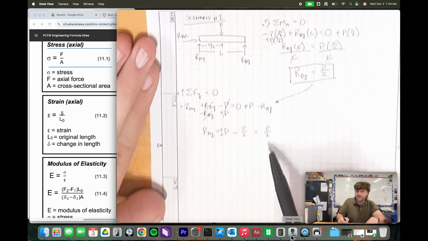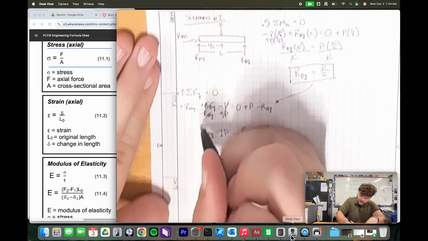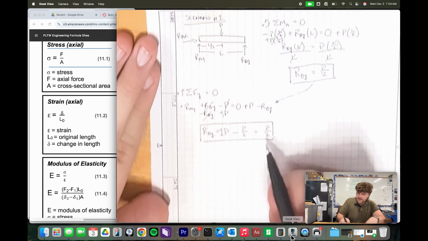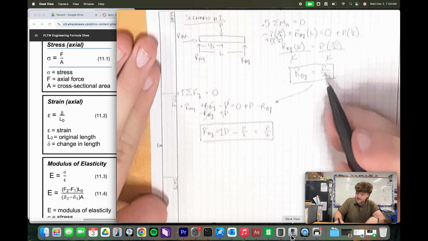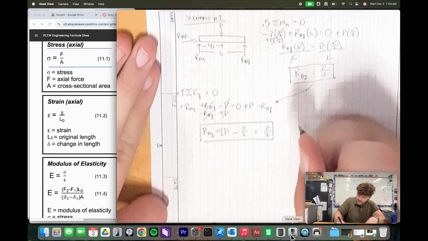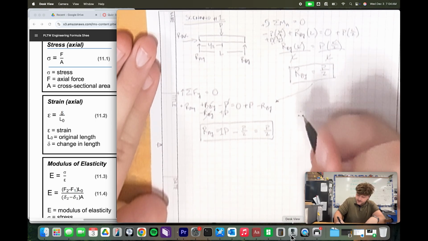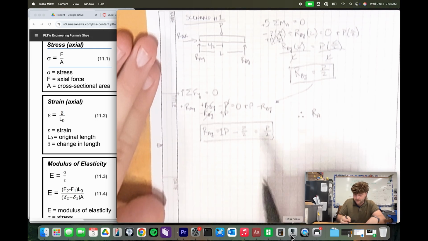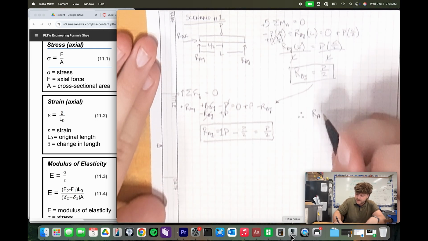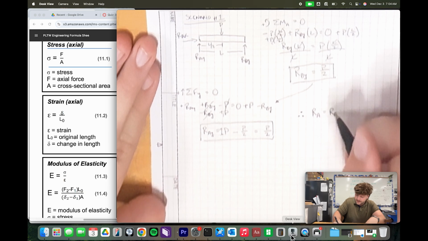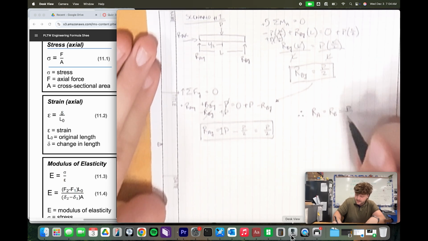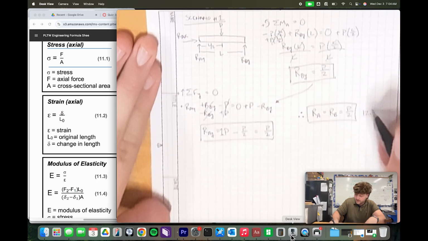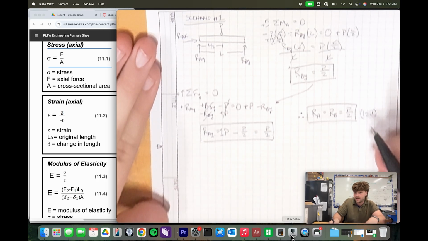So half of P. So now what we just basically proved is that RAY is equal to P divided by 2. Well, what else is also equal to P divided by 2? RBY. And so that's how we end up getting to this point where RA, let's say, instead of RAY, it's just RA is equal to RB, which is also equal to P divided by 2. And so that's how we get to that shortcut 12.1.